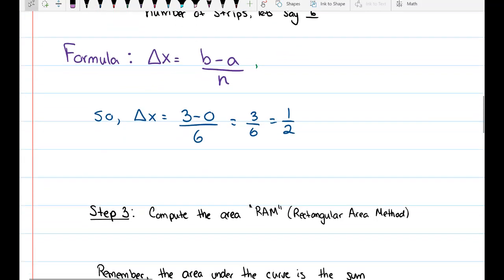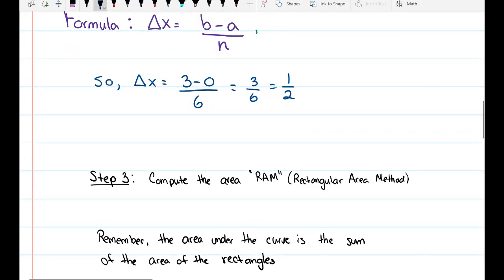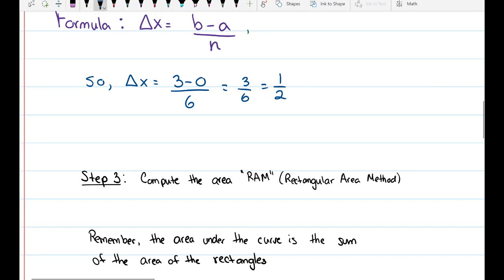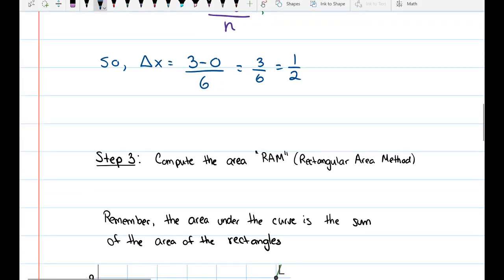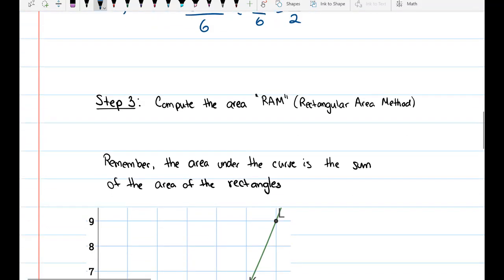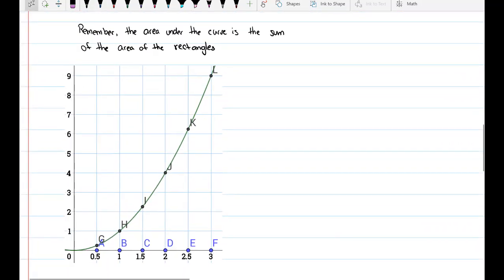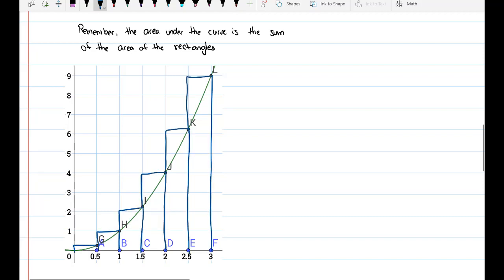Step 3. Compute the area, or the RAM, the rectangular area method, for each rectangle. So remember, the area under the curve is the sum of the area of the rectangles. So here's my graph again. And I'm going to partition it up into half spaces. So delta x is 1/2. So I partition it up, and I get these gray points that align with the x values. So what I'm going to do now is draw rectangles. So I'm just going to use these as my endpoints of the rectangles. And there you go. Now you have rectangles.